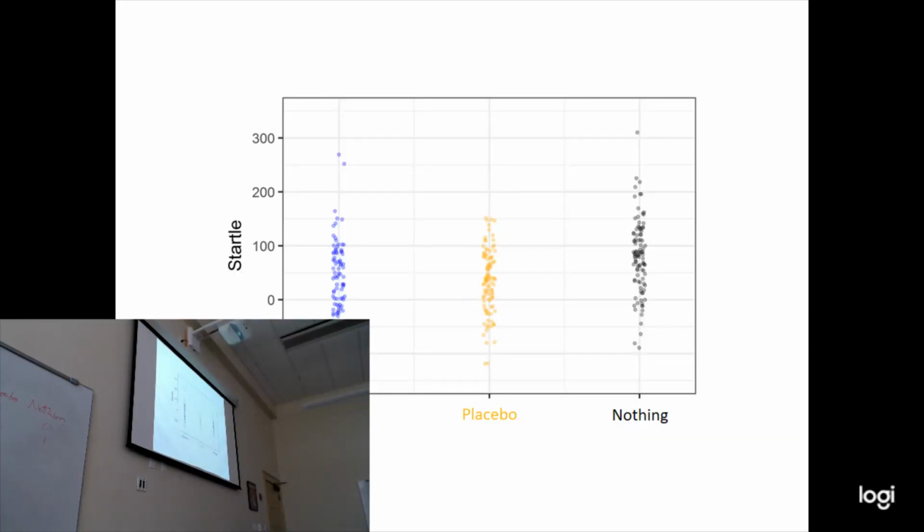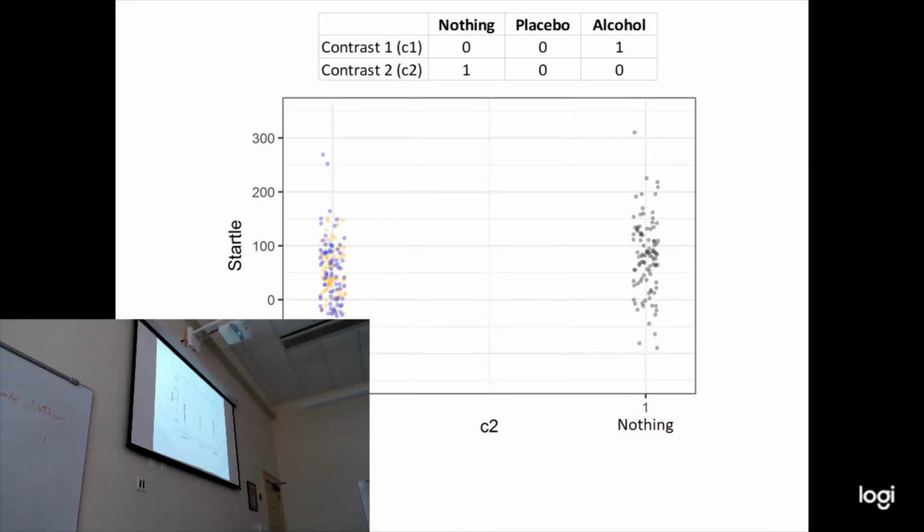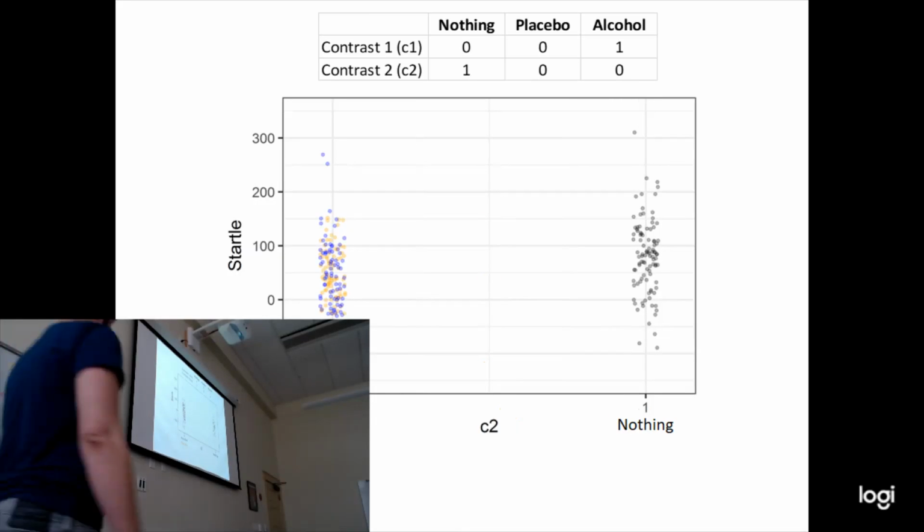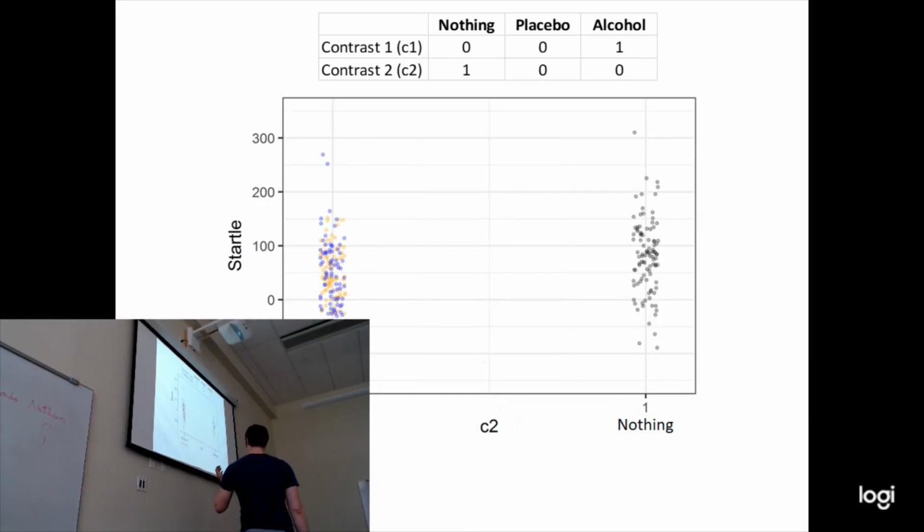Okay, so let's look at that other graph. This is where we started, where you have 3 groups, and I've added in the color coding to allow us to differentiate these different points. This graph looks very similar to the graph of C1, except now alcohol and placebo are both over here at 0, and nothing is over here at 1.